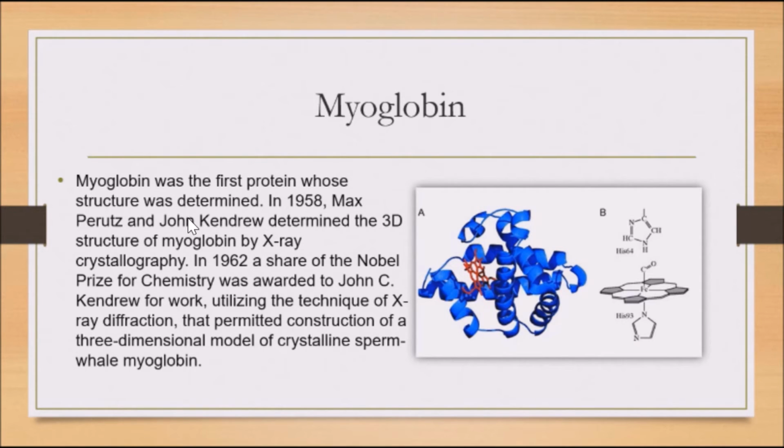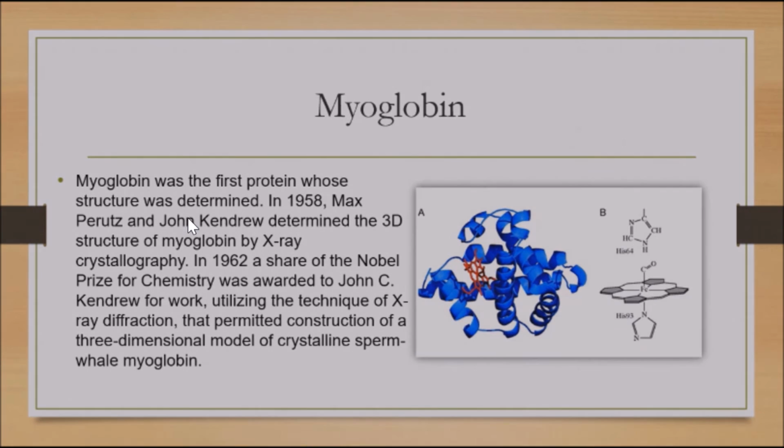The heme group is bracketed or established by histidine residues above. And that's it.